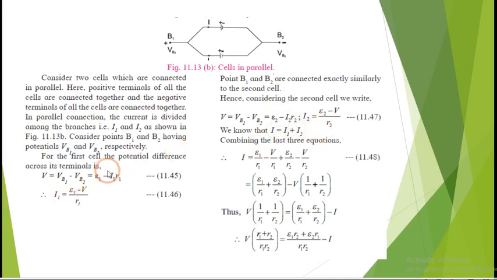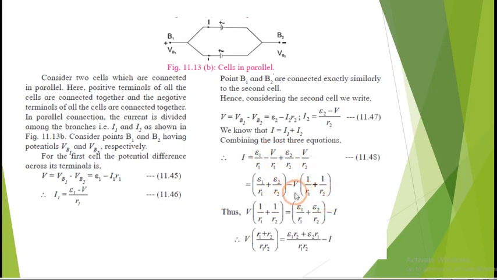Now we have the value of I1, we have the value of I2 also. Let's substitute: epsilon 1 minus V upon R1 plus epsilon 2 minus V upon R2. Separate these terms for R1 and for R2, you will get epsilon 1 upon R1 minus V upon R1 plus epsilon 2 upon R2 minus V upon R2. All the epsilon terms in one place, all the V terms in another: epsilon 1 upon R1 plus epsilon 2 upon R2 minus V in brackets 1 upon R1 plus 1 upon R2.